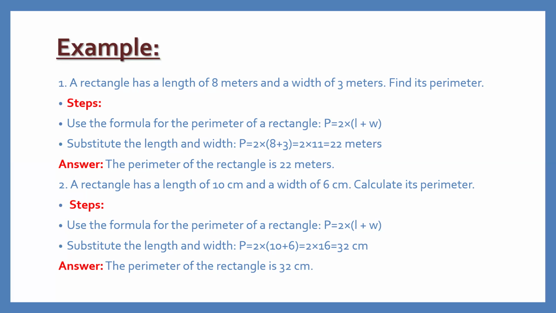So, a small recap here. What is the perimeter of a rectangle? Correct. The perimeter of a rectangle is P equals 2 into (length plus width).